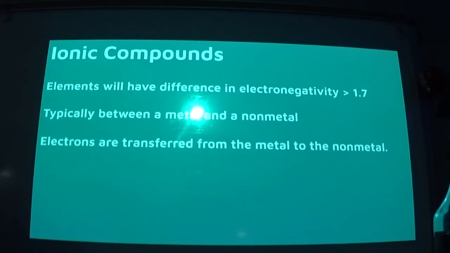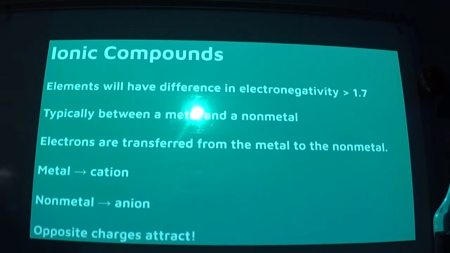So the metal becomes a cation. If the nonmetal has gained some electrons, what's its charge now? Negative. So now it's an anion. So now I have a positive and a negative nearby each other. They attract. That's where the bond comes in. So you transfer electrons, and now I have a cation and an anion near each other, and they stick together.